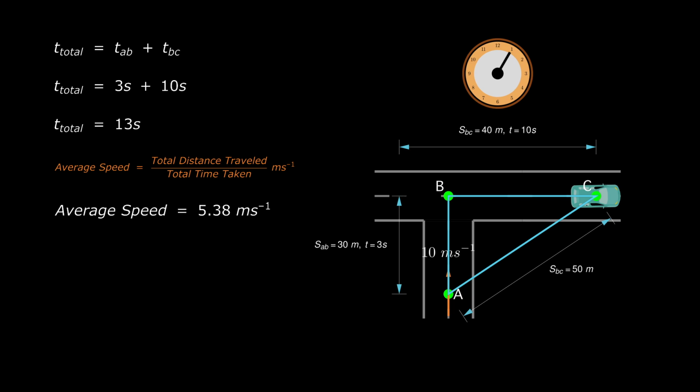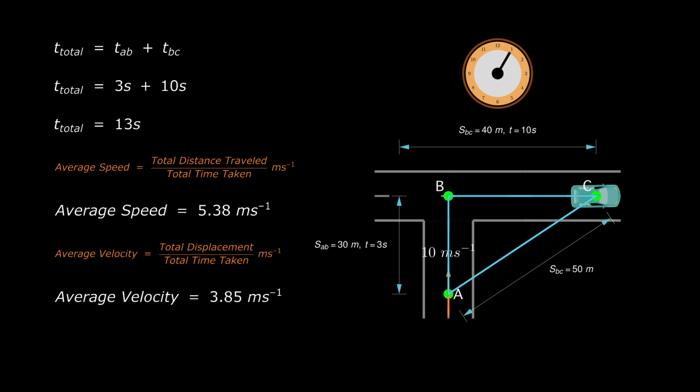To determine the average velocity of the vehicle, we need to consider the vehicle's overall displacement, and the total time taken during its journey. The overall displacement is the straight line distance from the starting point A to the final point C, which we previously calculated as 50 meters. Therefore, the average velocity of the vehicle for the entire journey is approximately 3.85 meters per second, in the direction from A to C. This value captures the vehicle's overall change in position, considering both the magnitude and direction of its movement.